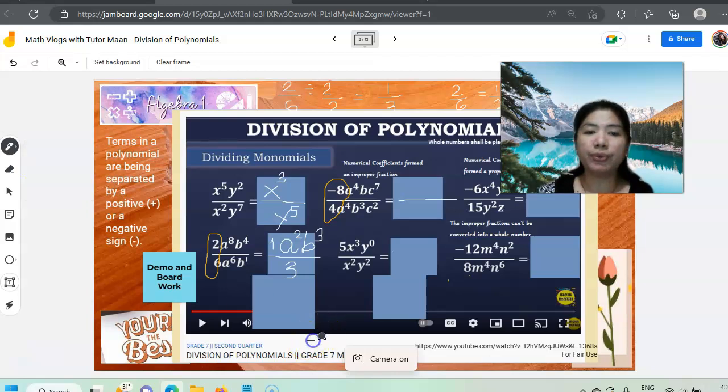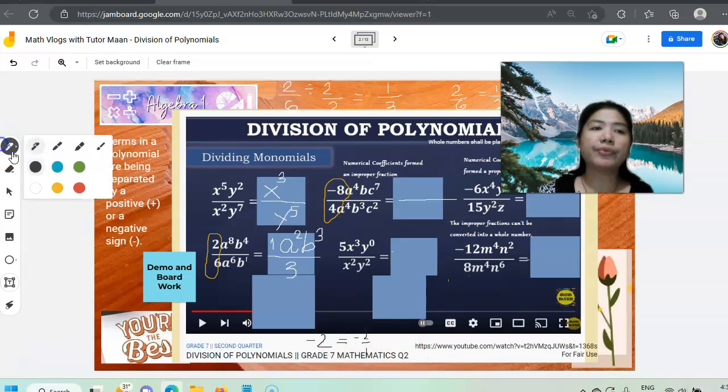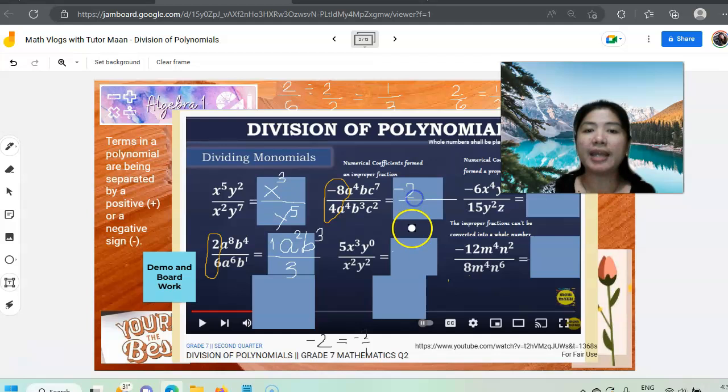Okay, negative 2 is equal to negative 2 over 1, right? So negative 2 in the numerator and then 1 in the denominator. The new numerator of negative 8 is negative 2 because we divide negative 8 by 4. And then the new denominator, to replace 4, is 1 because we divide 4 by 4. Because the GCF of negative 8 and 4 is 4.